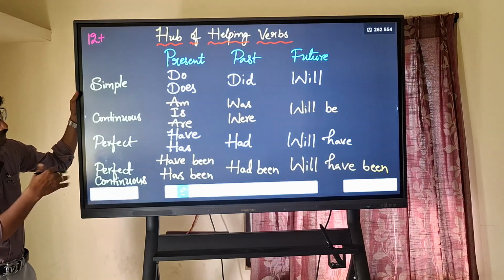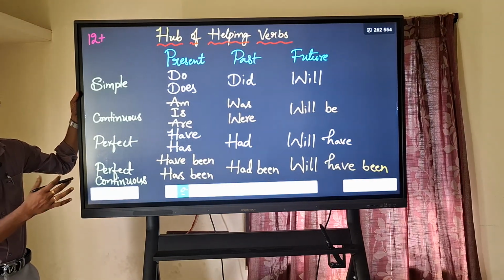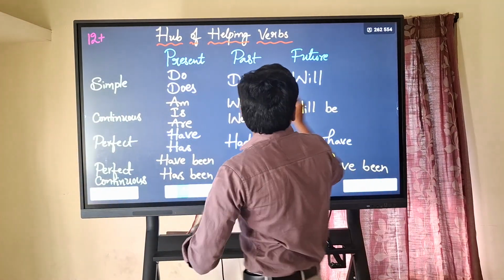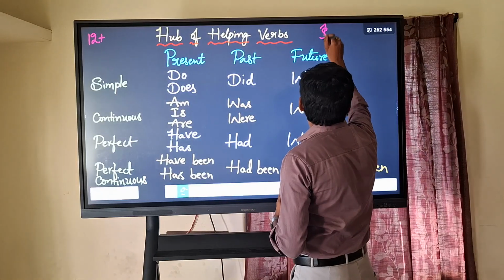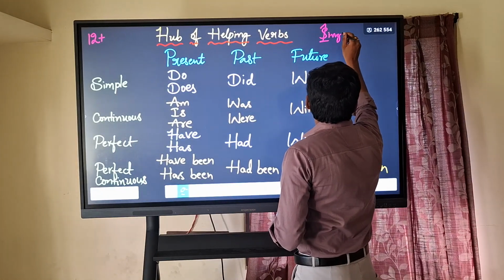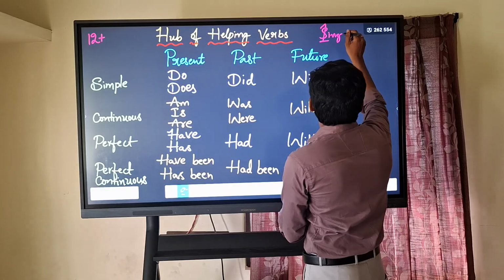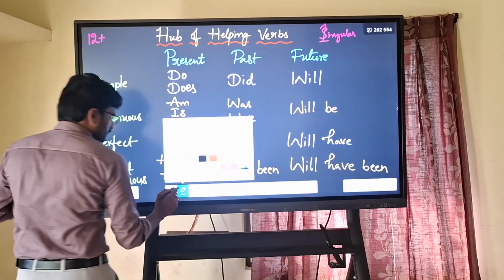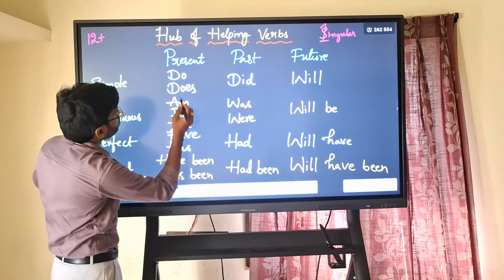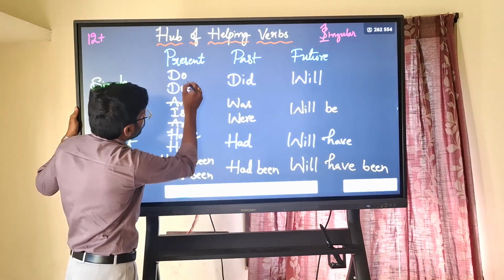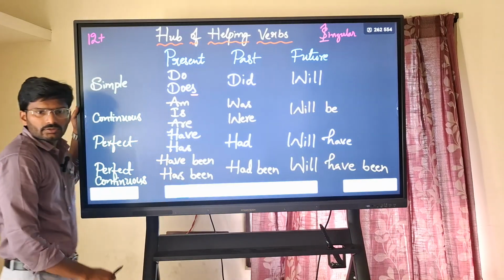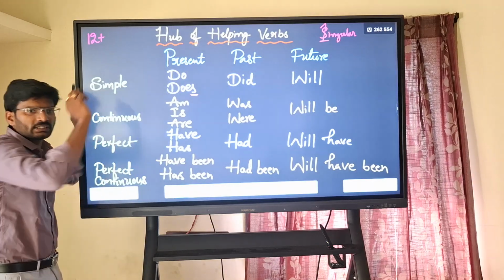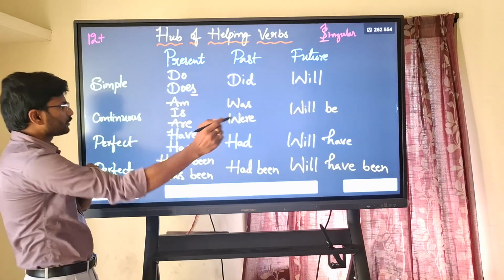Fine. So wherever we get 2, one you can give for singular. I repeat, one helping verb is for singular. That's what I always tell. S for singular. See here, in these helping verbs we have do and does. So does is used for the singular. Okay, I'll make it so clear for you.